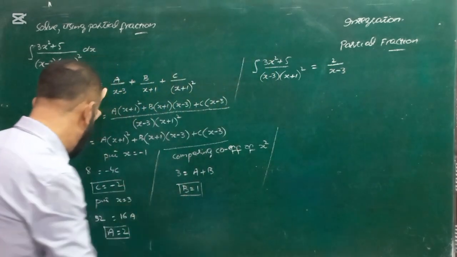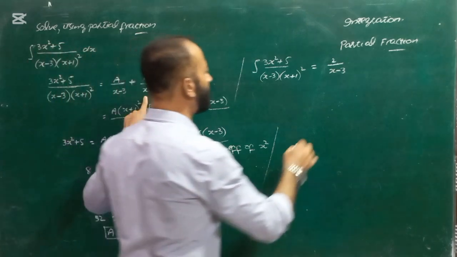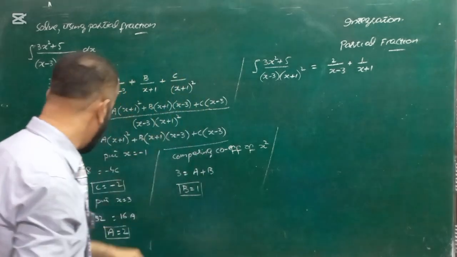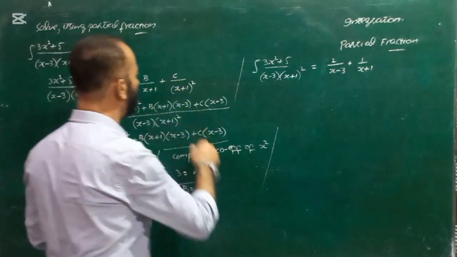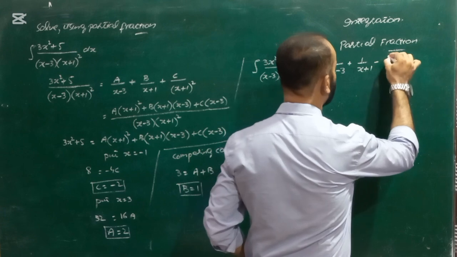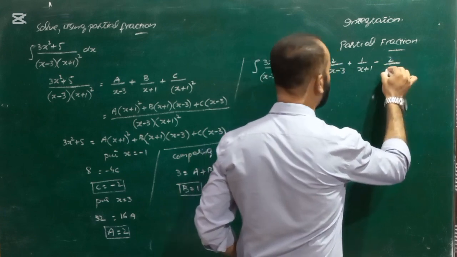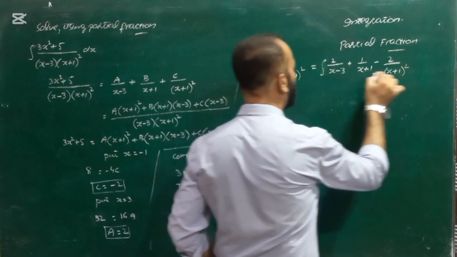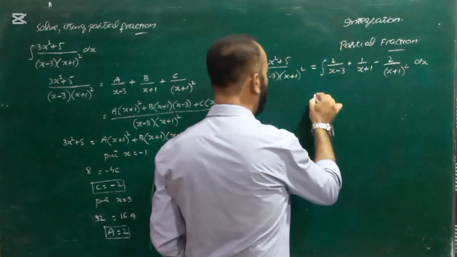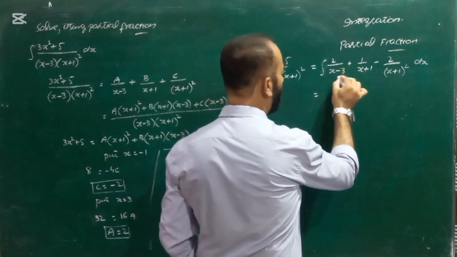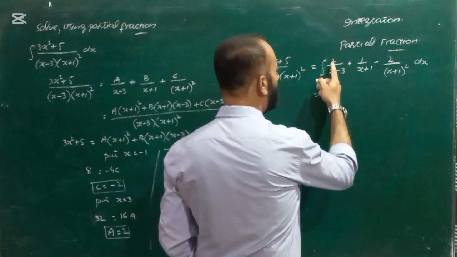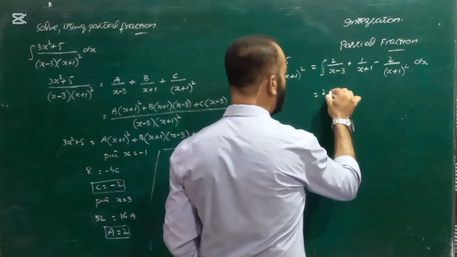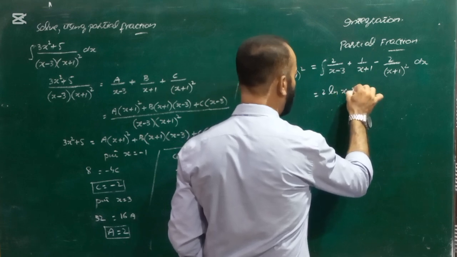Okay, and b's value is 1, so 1 over x plus 1, and c's value is minus 2, so minus 2 over x plus 1 whole square, sign of integration dx. So now you can see this value is having differential 1, so 2 will come out. The differential of this thing is 1, so natural log of x plus x minus 3 is the answer of this factor.